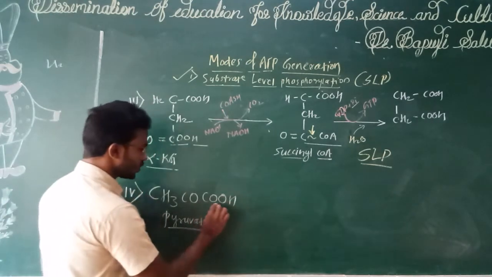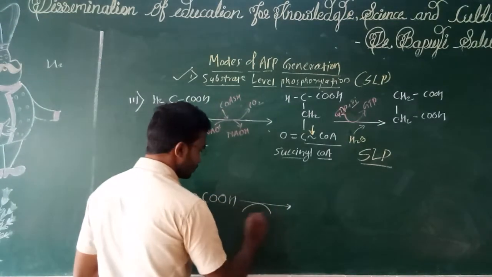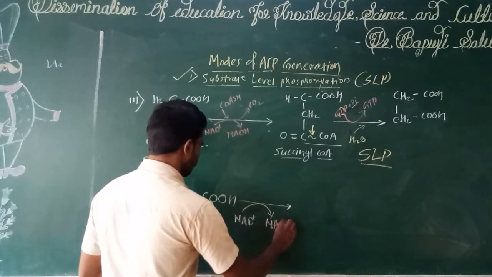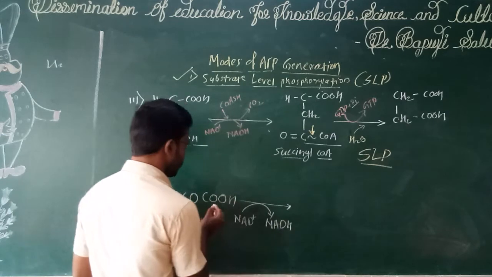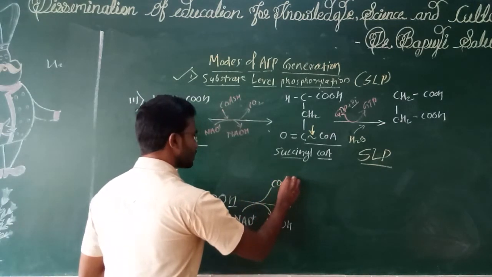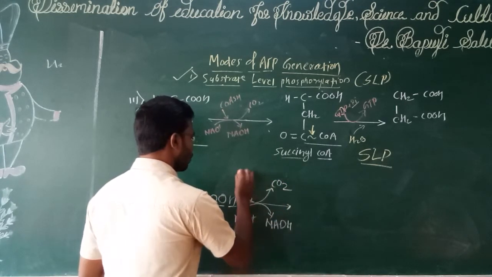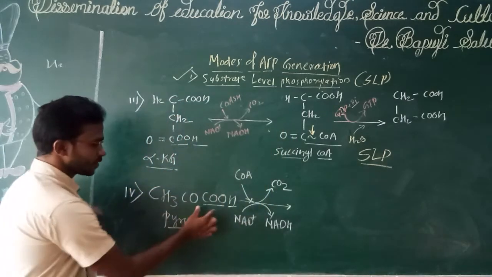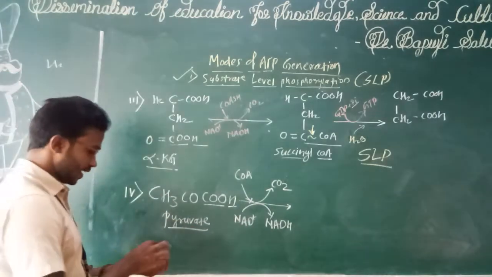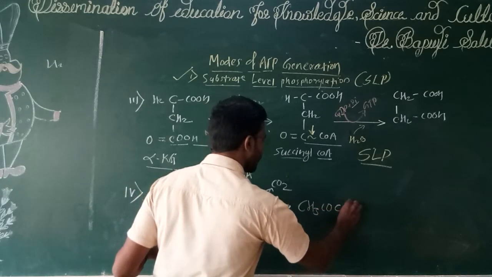First, this pyruvate again undergoes oxidative decarboxylation. This CO2 and this hydrogen are released. CO2 is replaced by coenzyme A. Again the same kind of reaction. Here the CO2 is replaced by coenzyme A, hydrogen is released, accepted by NAD, and that forms a compound called acetyl-CoA. This is acetyl-CoA.